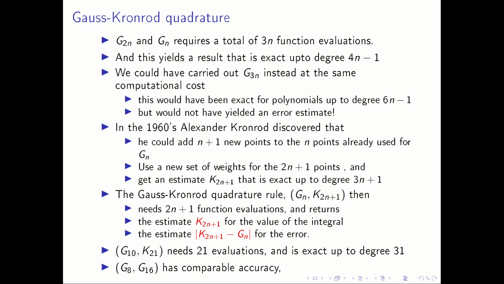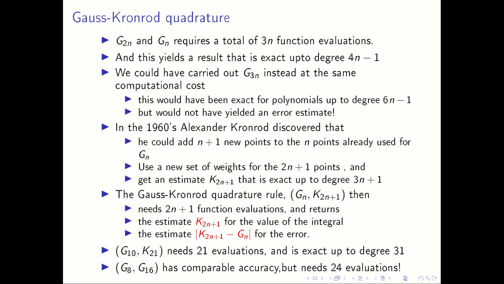But now the number of function evaluations you need is 8 plus 16. Remember, for the Gauss-Kronrod case, the 21 Kronrod nodes include the 10 Gauss nodes. But for G8 and G16, they have to be evaluated at entirely different points. So you need 24 function evaluations. 3 more. 3 may not seem like a lot, but remember 2 things.